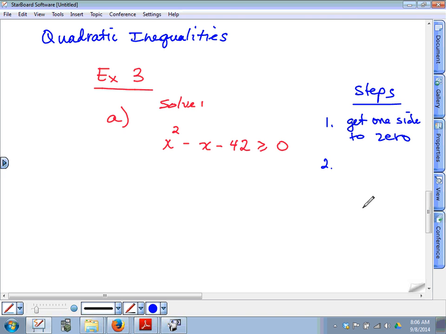Who remembers the next step? I'm sure a lot of you do. If we were solving this as an equation, let's pretend this were equals 0. What would the next step be?